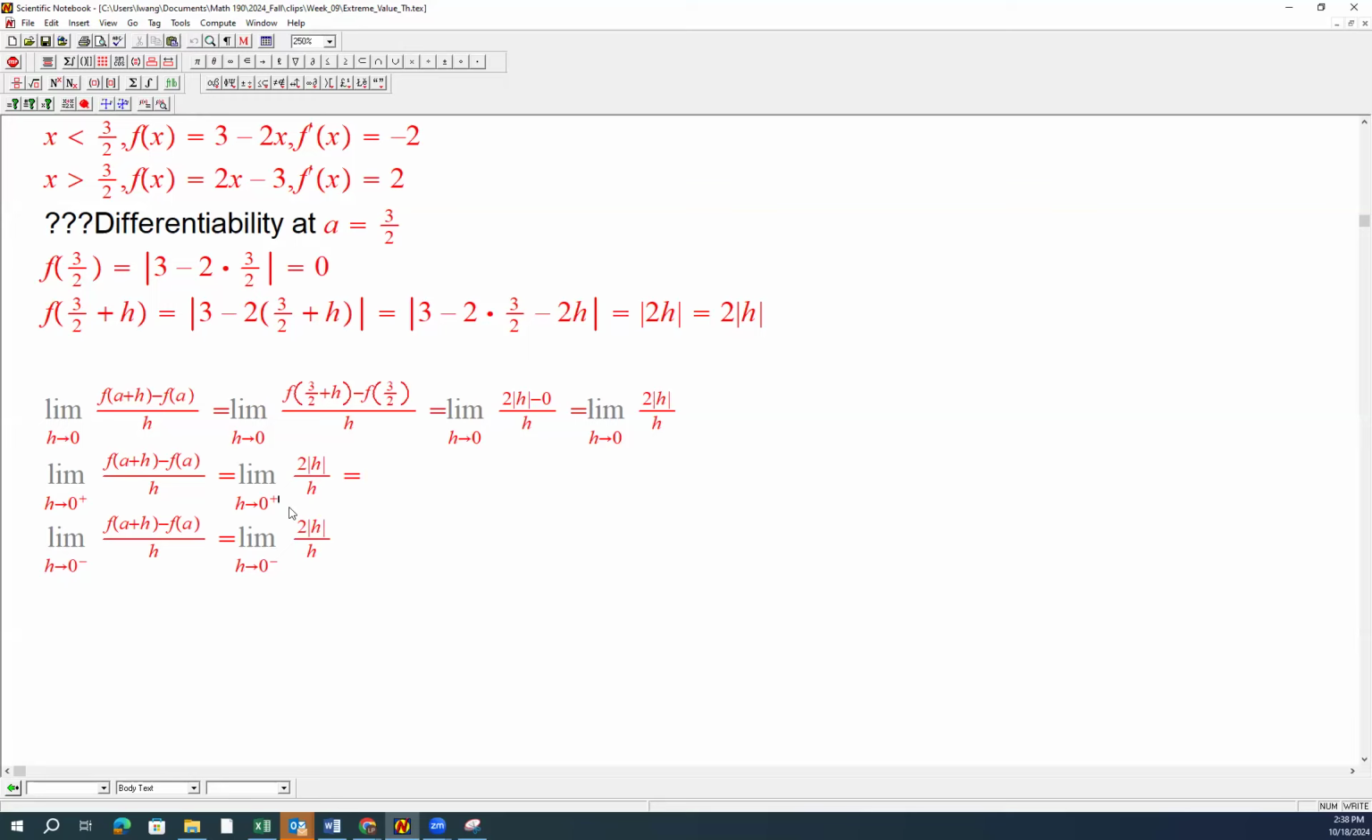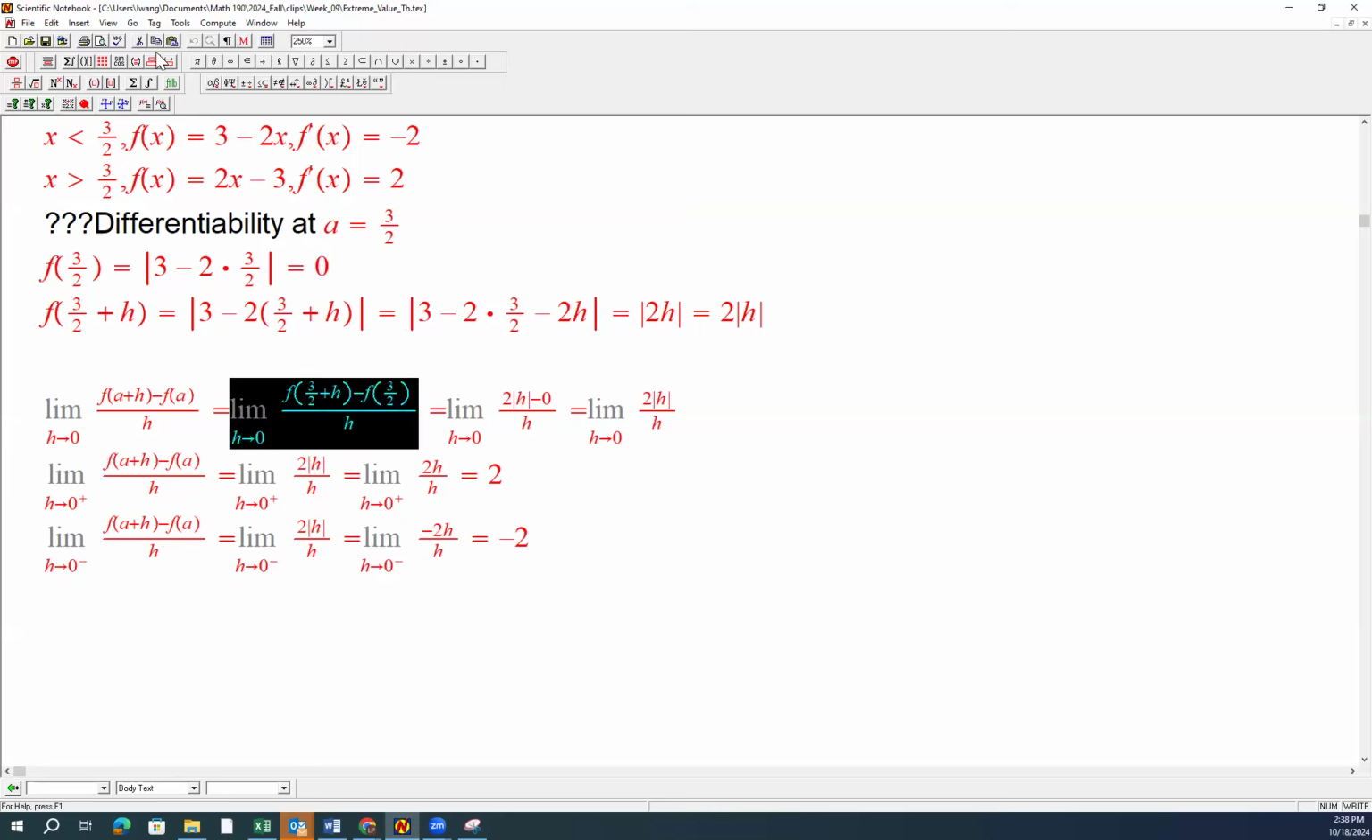As h approaching 0 from larger than 0, the absolute value of h is the same as h. In the other case, the absolute value of h is going to be negative of h. So this will be equal to positive 2. This will be equal to negative 2. So limit from left and limit from right are not the same, right?